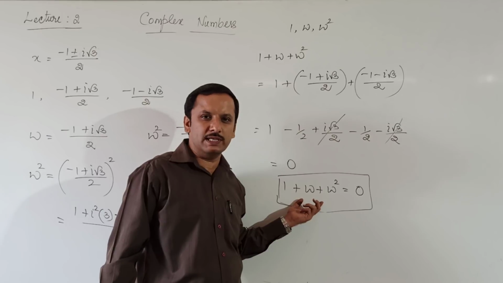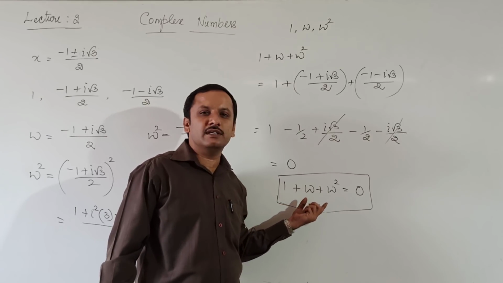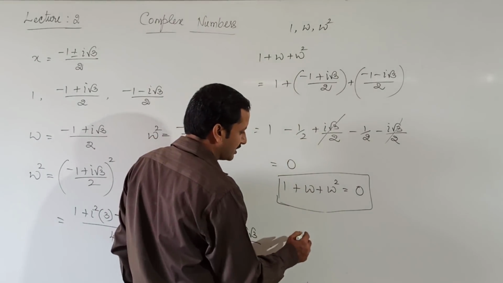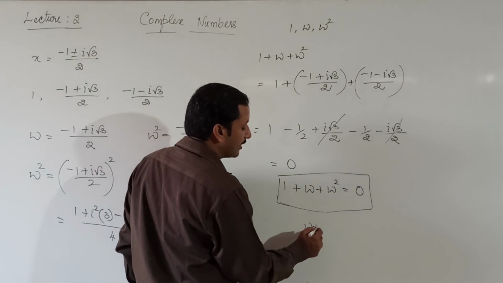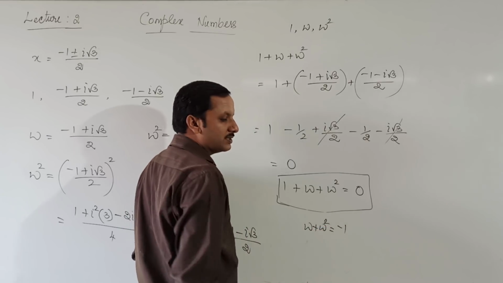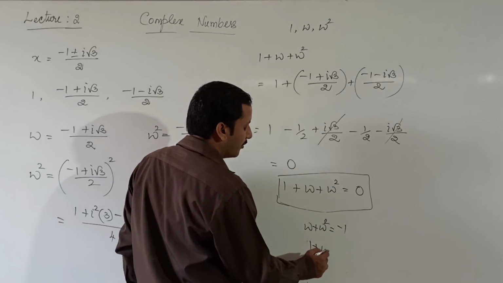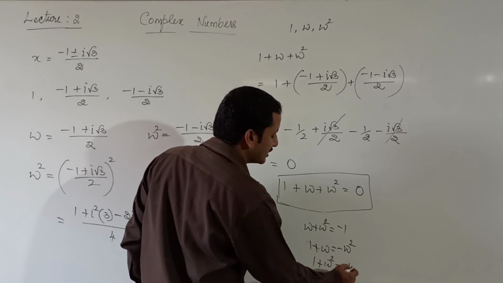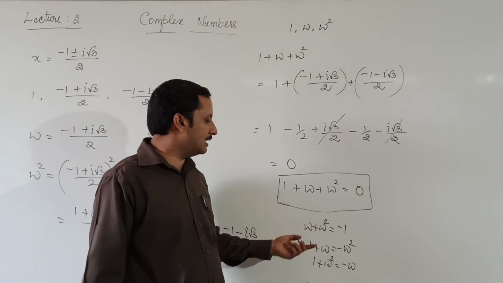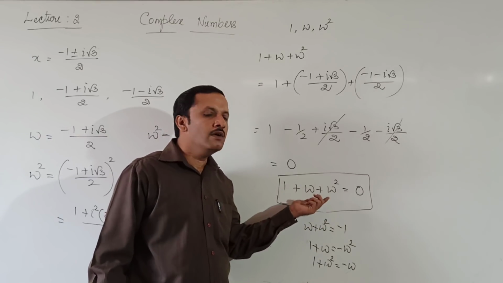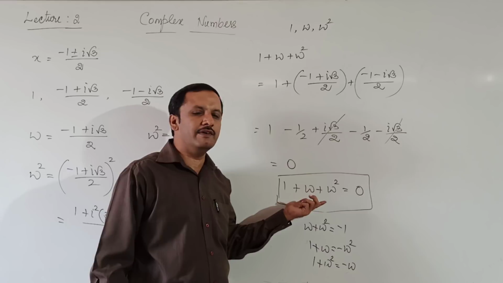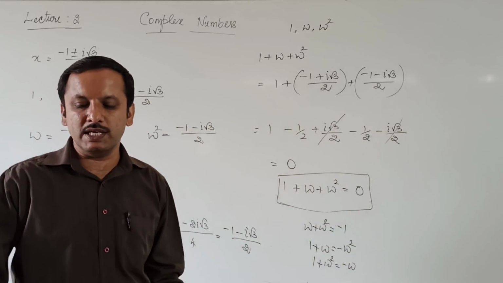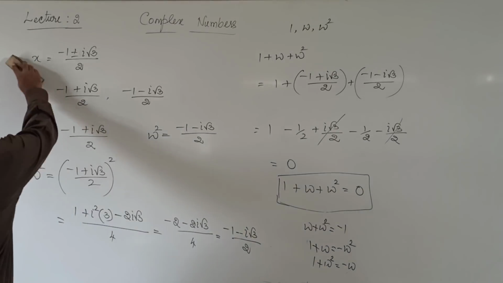A very useful result. Okay, we may not be using the same version of the formula. We will be using different versions. In some cases you may need to write omega plus omega square as minus 1, or 1 plus omega as minus omega square, or 1 plus omega square as minus omega. But all these are derived from this formula. Remember this, a very important one: 1 plus omega plus omega square is equal to 0. Let us look at one more property of that.